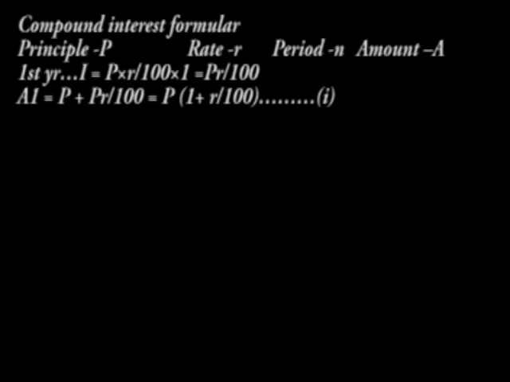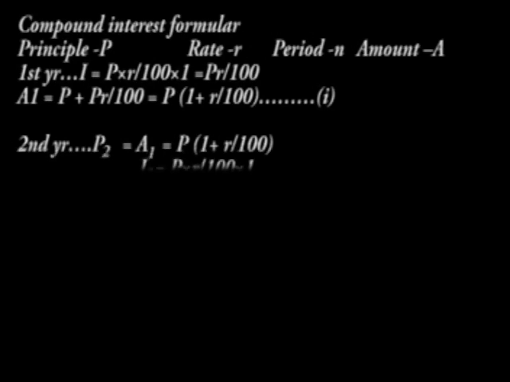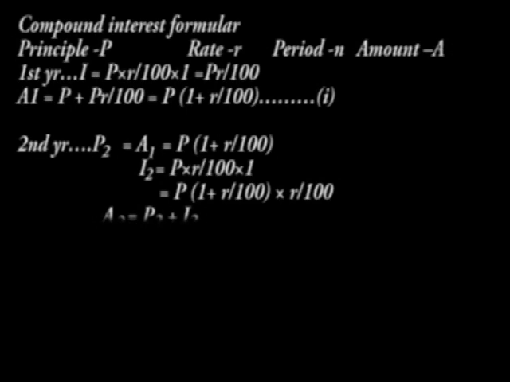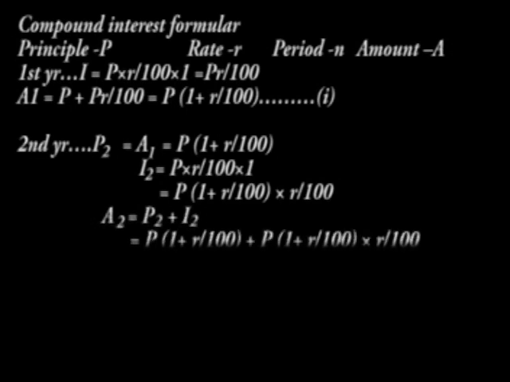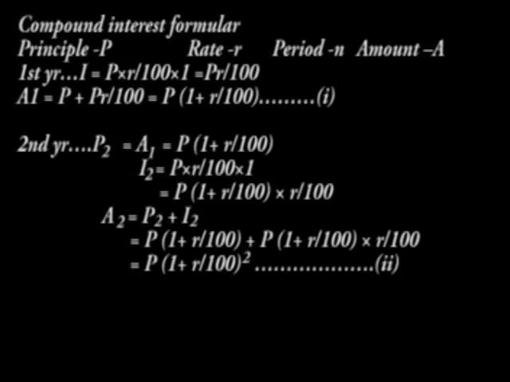In the second year, the principal for this year will be the amount accrued in the first year. That is, P is equal to A1. Interest will be calculated as usual, and the amount at this second year will be given by P into 1 plus R over 100 squared.